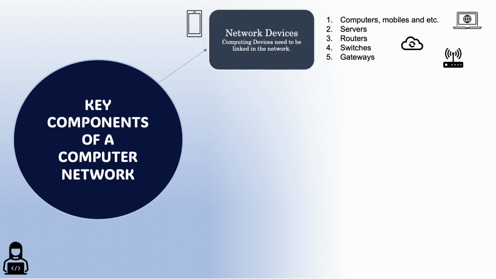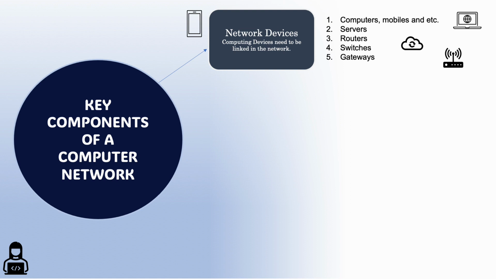So, the first component of computer network is network devices. Network devices or nodes are computing devices that need to be linked in the network. Some network devices include computers, mobiles, and other consumers' devices. These are end devices that users directly and frequently access. For example, an email originates from the mailing application on a laptop or mobile phone.